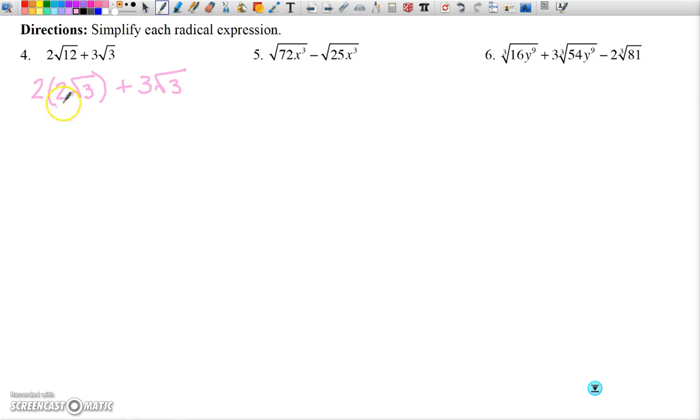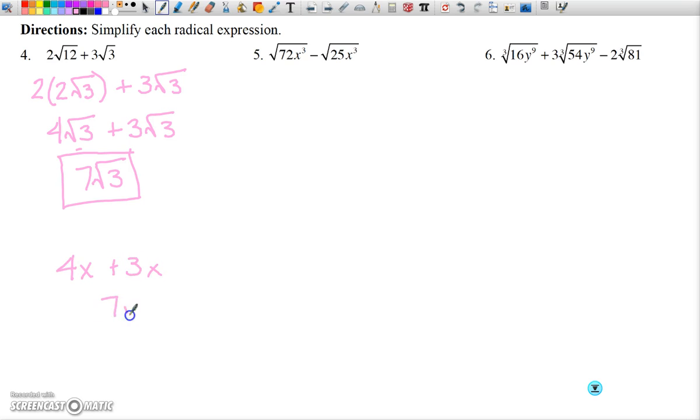Well, out here we can multiply those 2 together to get 4 times the square root of 3, and we can add to that 3 times the square root of 3. And from here, because their square roots match, we get 4 plus 3, which is 7, times the square root of 3. So remember that it's just like doing 4x plus 3x, and that's 7x. You don't change the x at all, so just like the square root, we don't change it, we keep it as a 3.